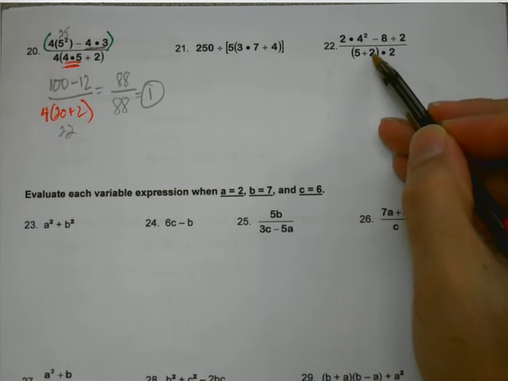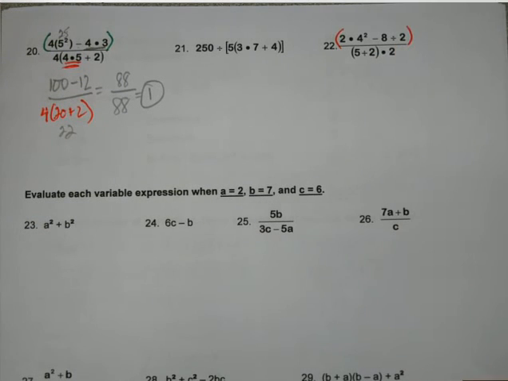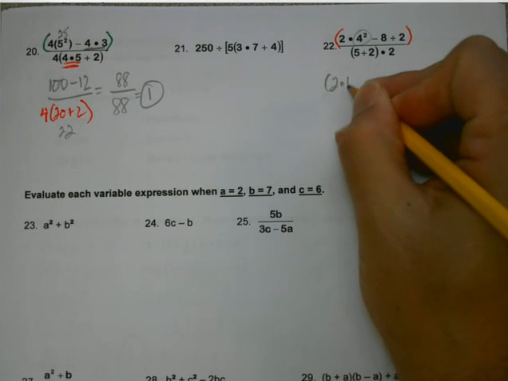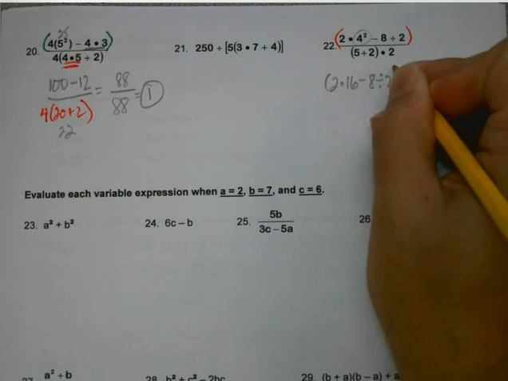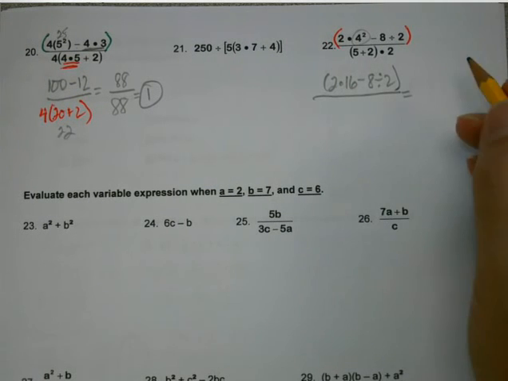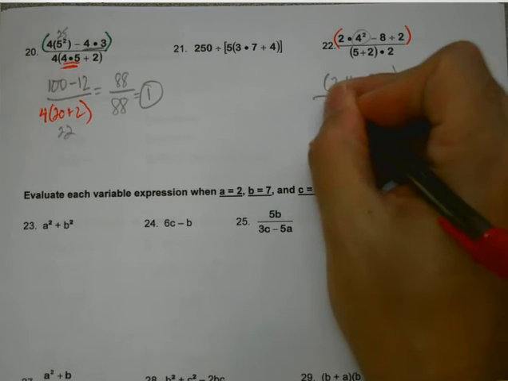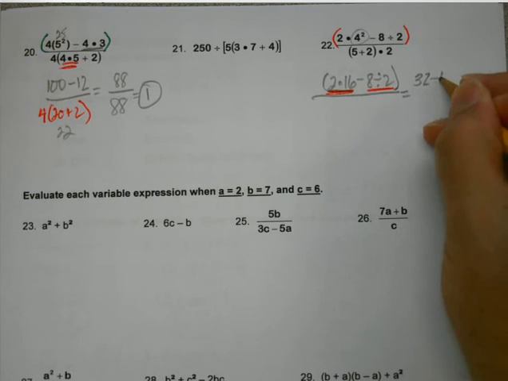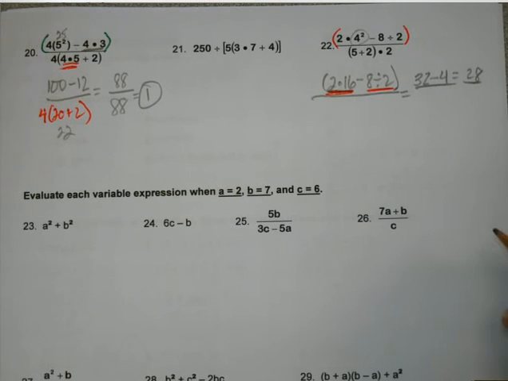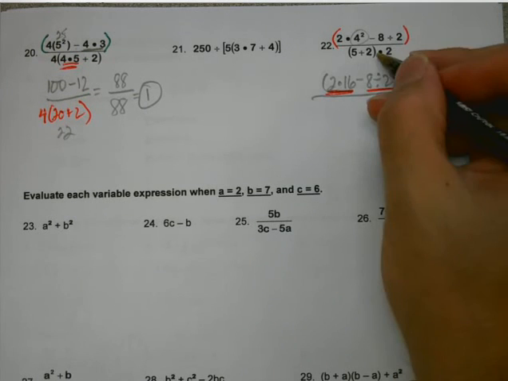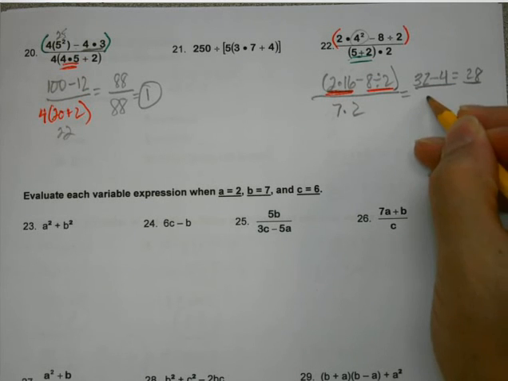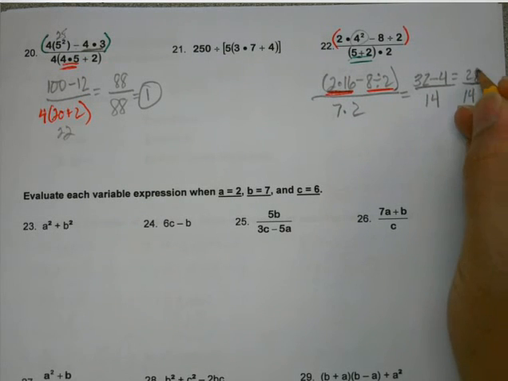Okay, let's look at this big honker over here. All this in the numerator is what we want to take care of first. Again, pieces. I have an exponent. So I have 2 times 16 minus 8 divided by 2. So I'm like, all right, so let's see here. I got multiply and I got divide. So 2 times 16 is 32. 8 divided by 2 is 4. And I've cleaned up that part. So then I switch and I say, okay, I got parentheses down here. So 5 plus 2 is 7 times 2 is 14. And can I reduce 28 divided by 14? Yeah, 14 actually goes into 28. It goes in twice.